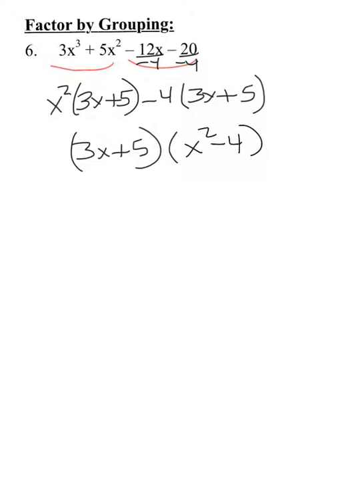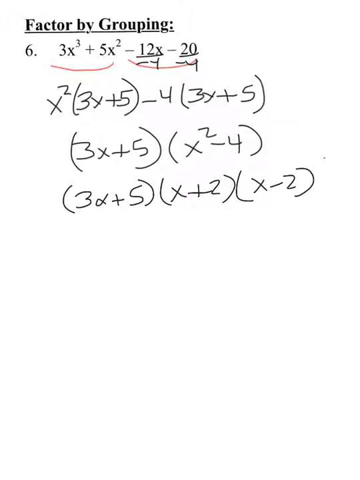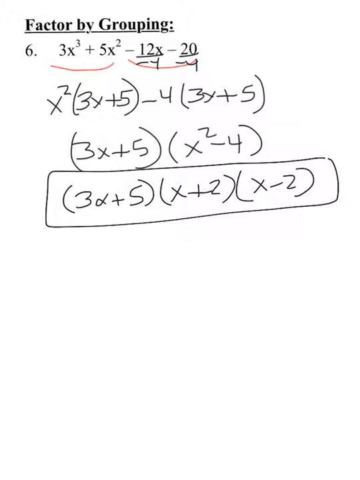Now normally I'd say you're done, but does anybody notice what's going on right here? What's this? Yes, difference of two perfect squares, so we are not done. 3x plus 5 is fine. That's one thing, but now I can bust up the x squared minus 4 into x plus 2 and x minus 2. And there's your answer. If you multiply the 3 of those back together, you'll get there. There's nothing else I can factor out. Okay? That's called factoring by grouping.